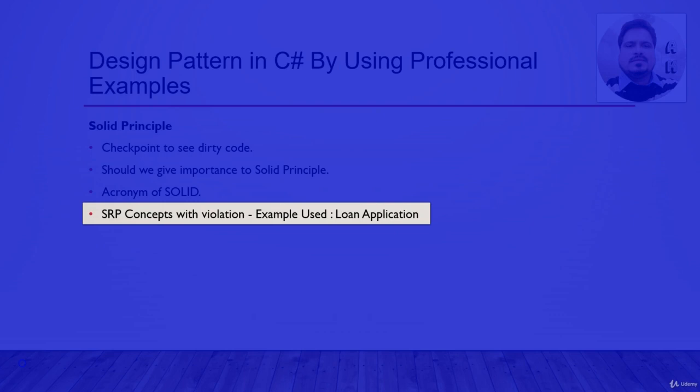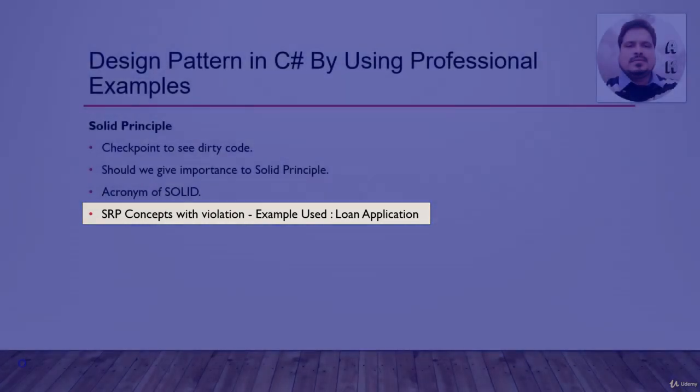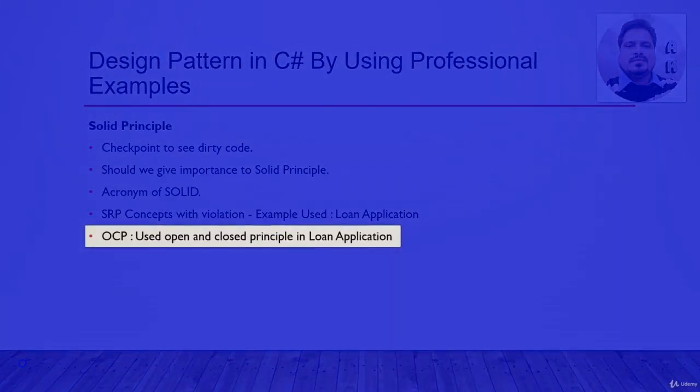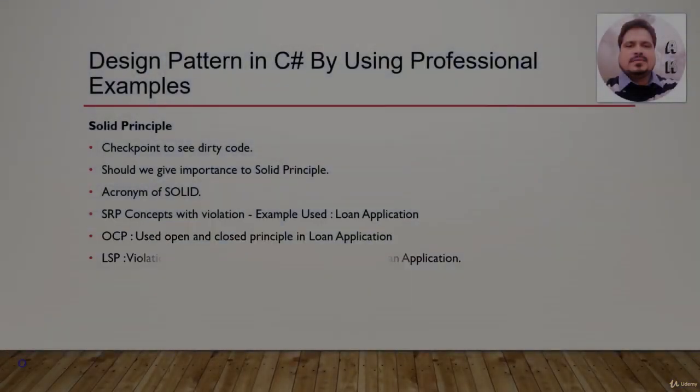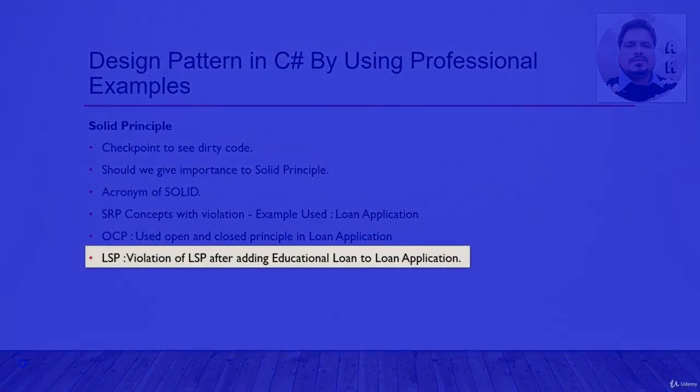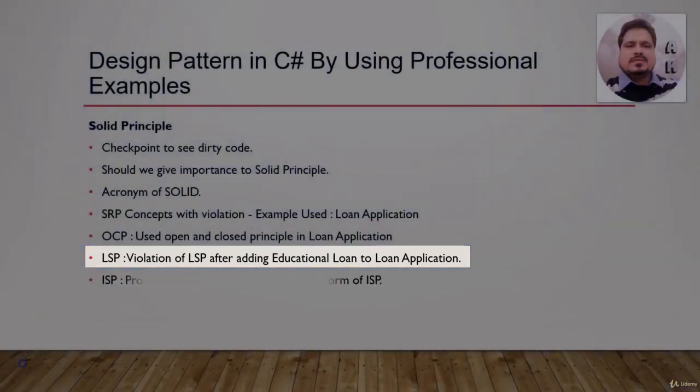We will use one example, a loan application, which will violate SRP. Then we will check OCP, the open closed principle, and we will use the same loan application where we will apply the open closed principle. Then the Liskov substitution principle. We will add a new loan type, educational loan, to our loan application, and we will verify how it violates the Liskov substitution principle.